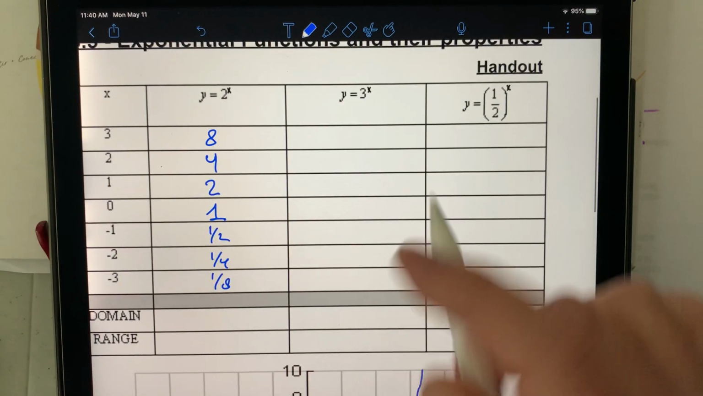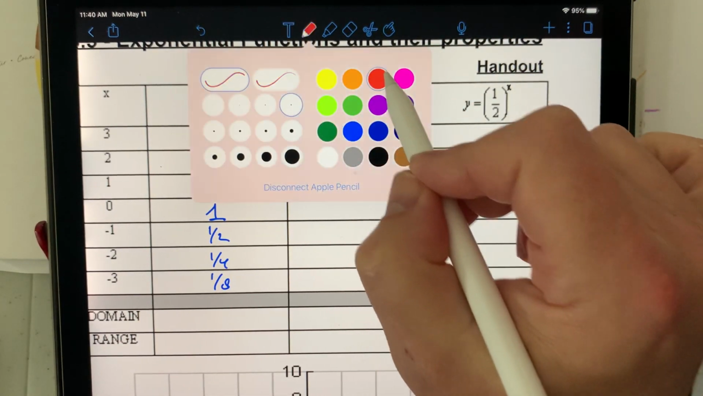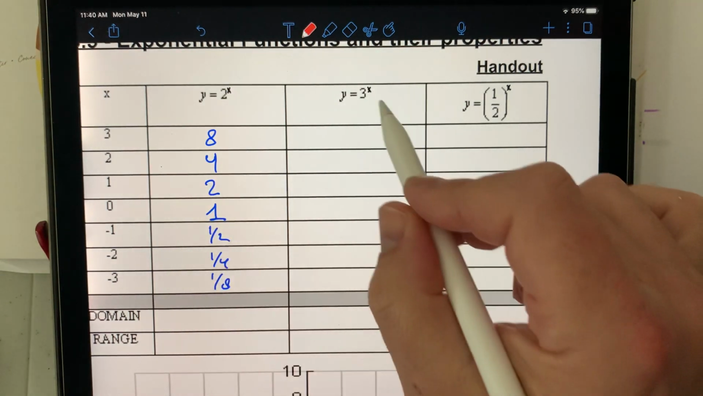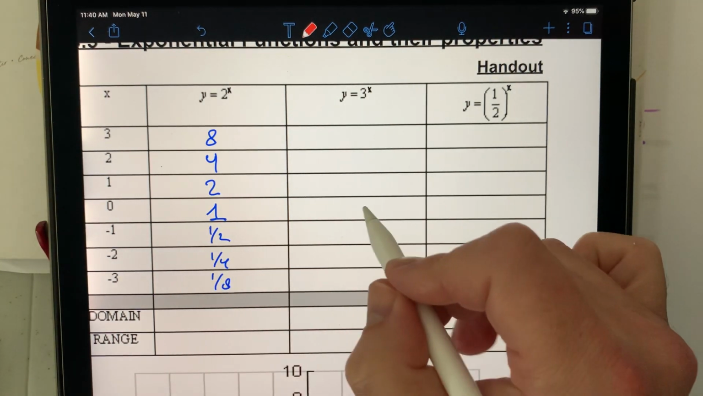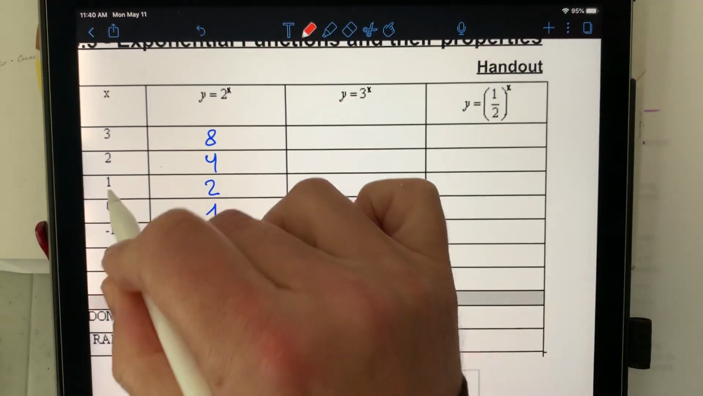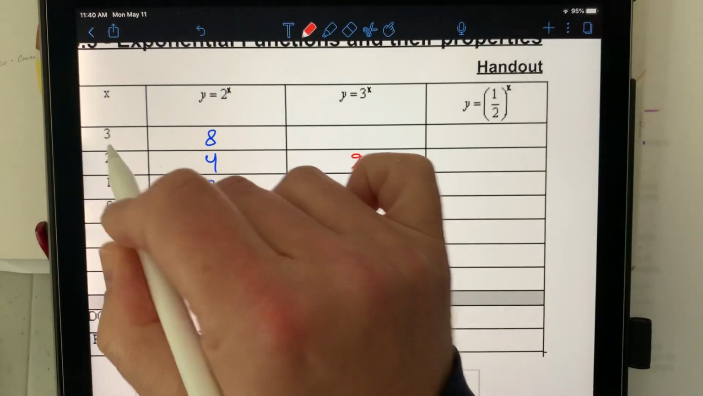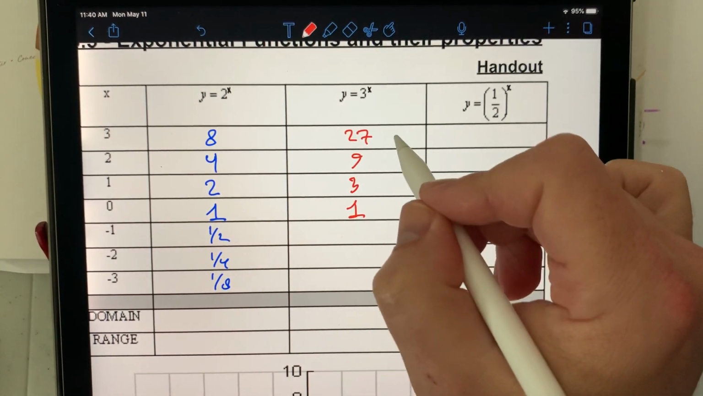What about 3 to the x? Well, 3 to the x, let's say I'll make that red. And 3 to the power 0 is equal to 1. Every number to the power 0 is equal to 1. 3 to the power of 1 is equal to 3. 3 to the power 2 is equal to 9. 3 to the power 3 is equal to 27.